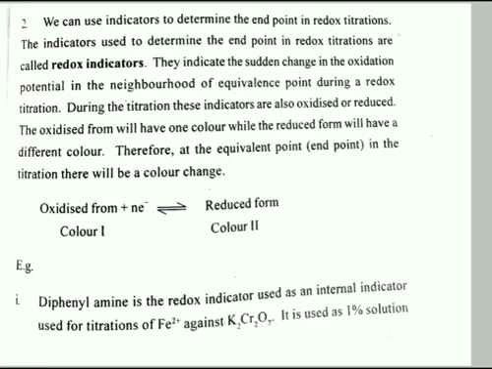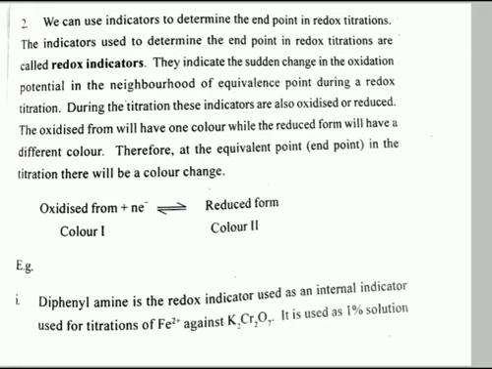The oxidized form will have one color, while the reduced form will have a different color. Here the indicator is reduced as well as oxidized, and the oxidized form of the indicator has one color and the reduced form has another color. Therefore, at the end point in the titration there will be a color change. The oxidized form accepts electrons and goes into the reduced form.